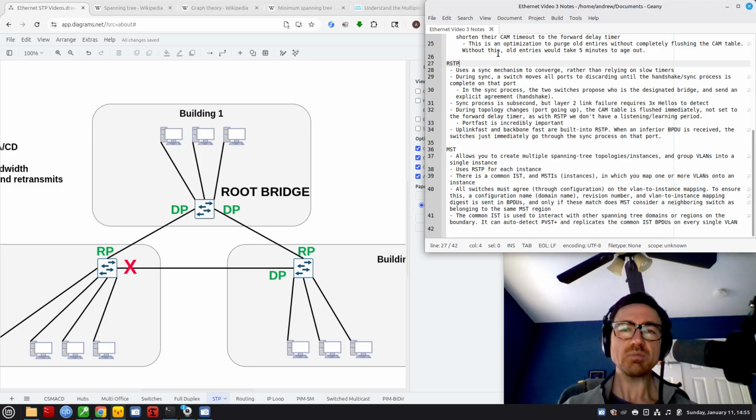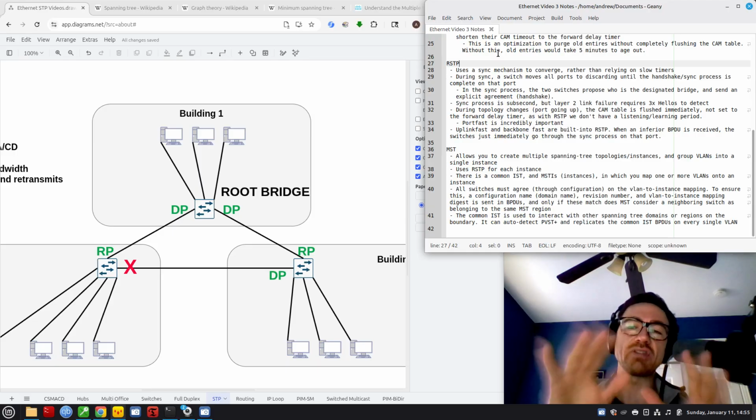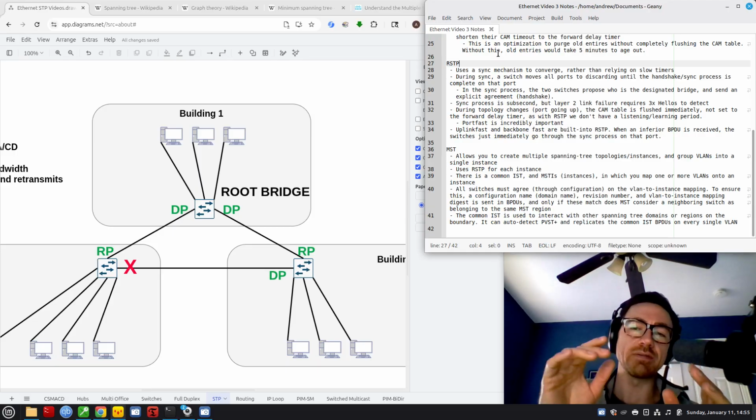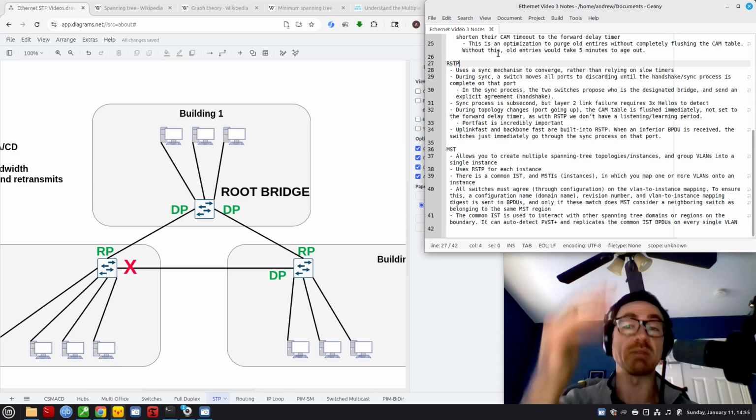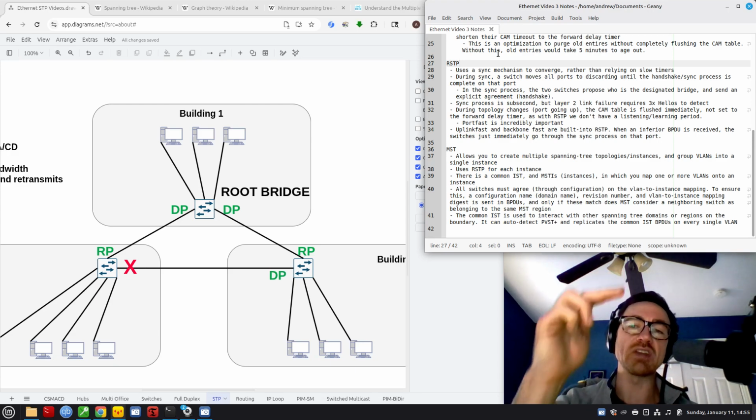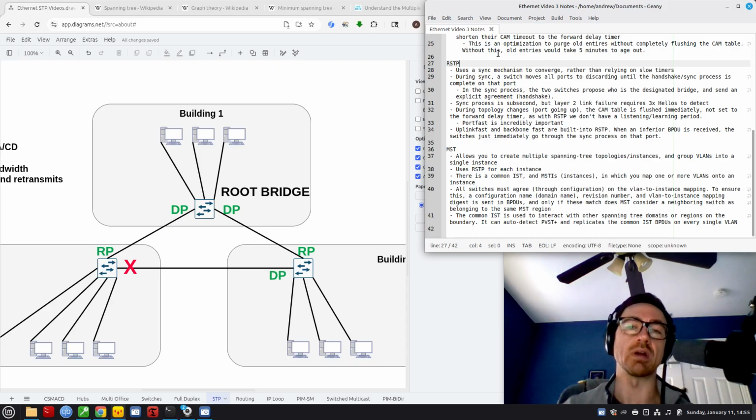So the rapid spanning tree synchronization process ends up cascading down, because eventually all switches replace the root bridge that they know with the best root bridge, and then that synchronization from the best root bridge is going to cascade down hop by hop through switches away from the root bridge.